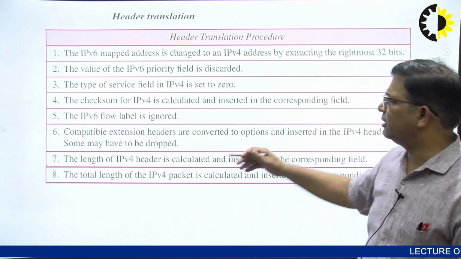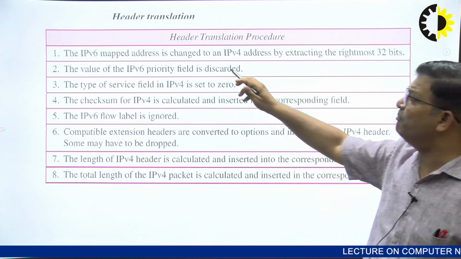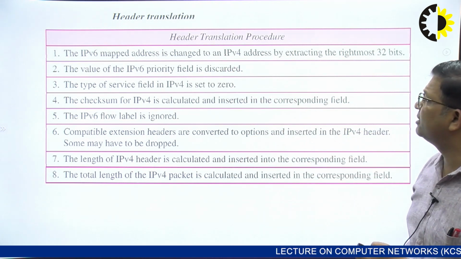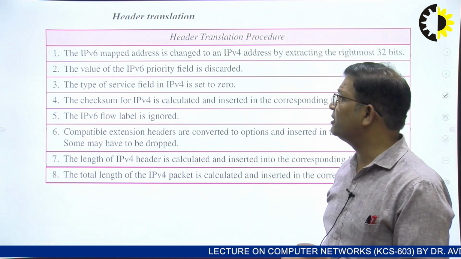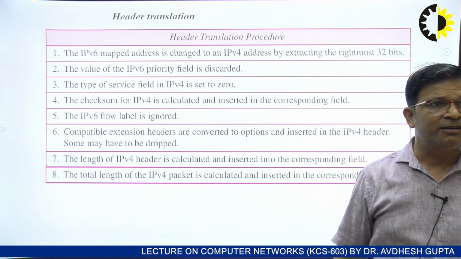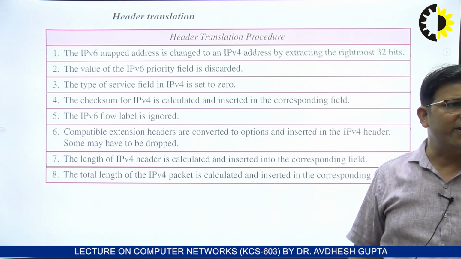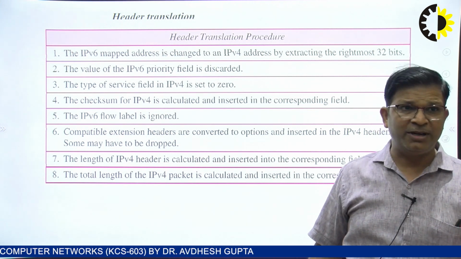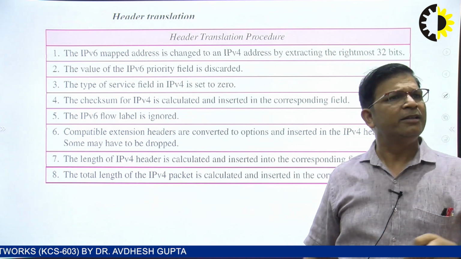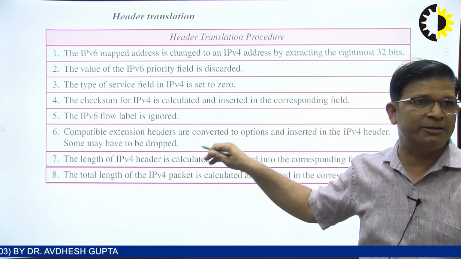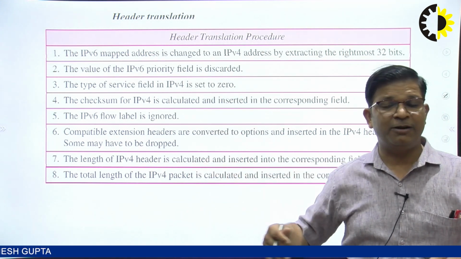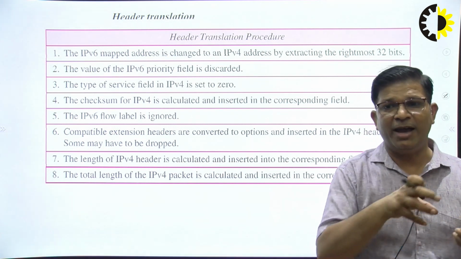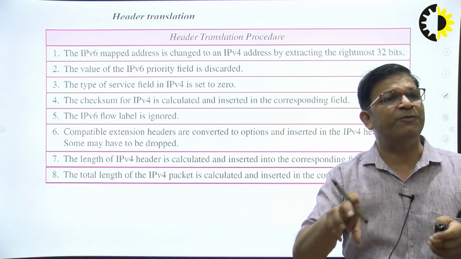So these are some differences: IPv6 mapped addresses are changed to IPv4 addresses. The value of the IPv6 priority field is discarded. The type of service field in IPv4 is set to 0. The checksum is calculated for IPv4 and inserted in the corresponding field. These are some of the header translation procedures, how we transfer from the IPv6 header format to the IPv4 format.